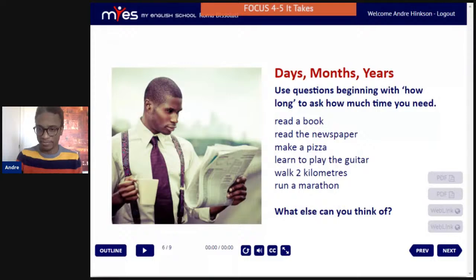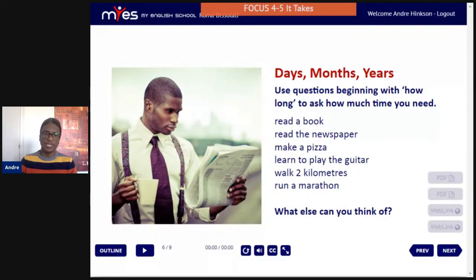Yeah. So as I said, for me, it takes about 5 minutes to read the newspaper. It takes about 1 day to read a short story book, but it takes about 2 weeks for me to read a large book, a bigger book.